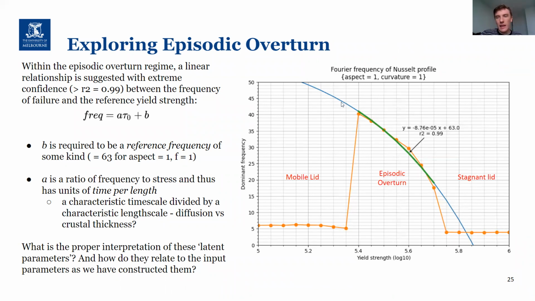So this bears out a narrative that when the failures become so frequent, pardon me, that the failure events actually overlap in a sense, then this episodic behavior collapses and you get a stable mobile lid. The stagnant end is a little bit more mysterious, as we'll see. And so we have some sort of linear relationship here where we have these hyperparameters of A and B, and interpreting these will be the subject of my thesis. It's a very interesting challenge. B is some sort of reference frequency, and A has the units of time per length, which is very suggestive.